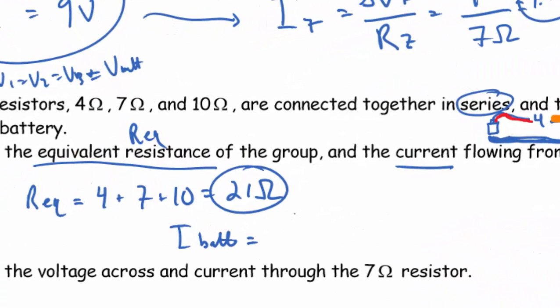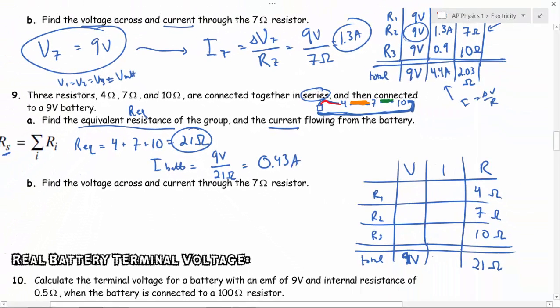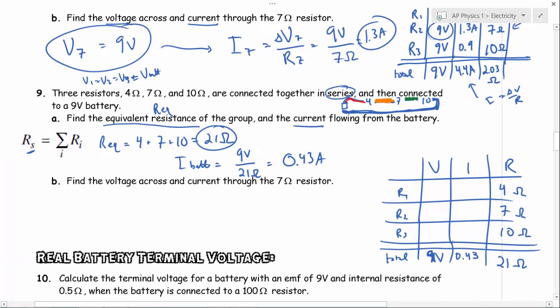Okay, so in order to find the I of the battery, it's going to be equal to the total voltage of the battery over the total resistance. So 0.43 amps using Ohm's law is going to go down here. 0.43 amps.